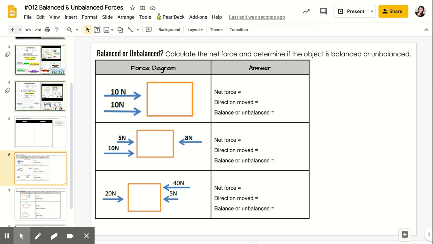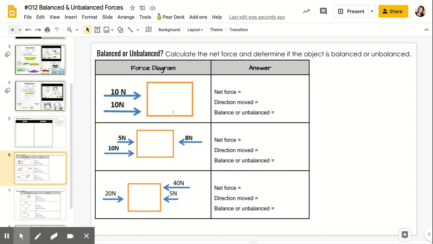So you should have finished sorting the cards to balance and unbalance forces. Now we're going to calculate the net force and determine if the object is balanced or unbalanced. So same thing like we were doing yesterday, but now you're going to tell me the net force, the direction it moved, and is it balanced or unbalanced.